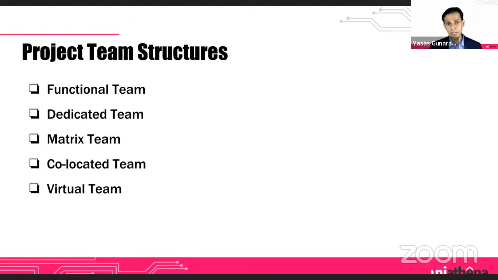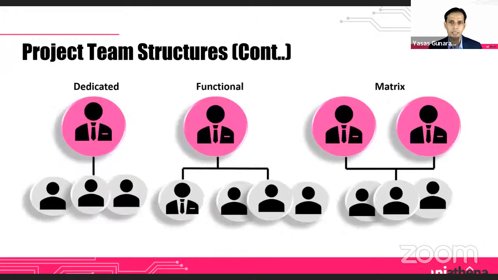Whereas a matrix team is a combination of functional and dedicated team. Let me show you this diagram that would explain. In a dedicated team, you have a project manager on the top, and then you have the project team under the project manager. Whereas if you look at a functional project, you will have a project manager who's at the bottom, on the left.